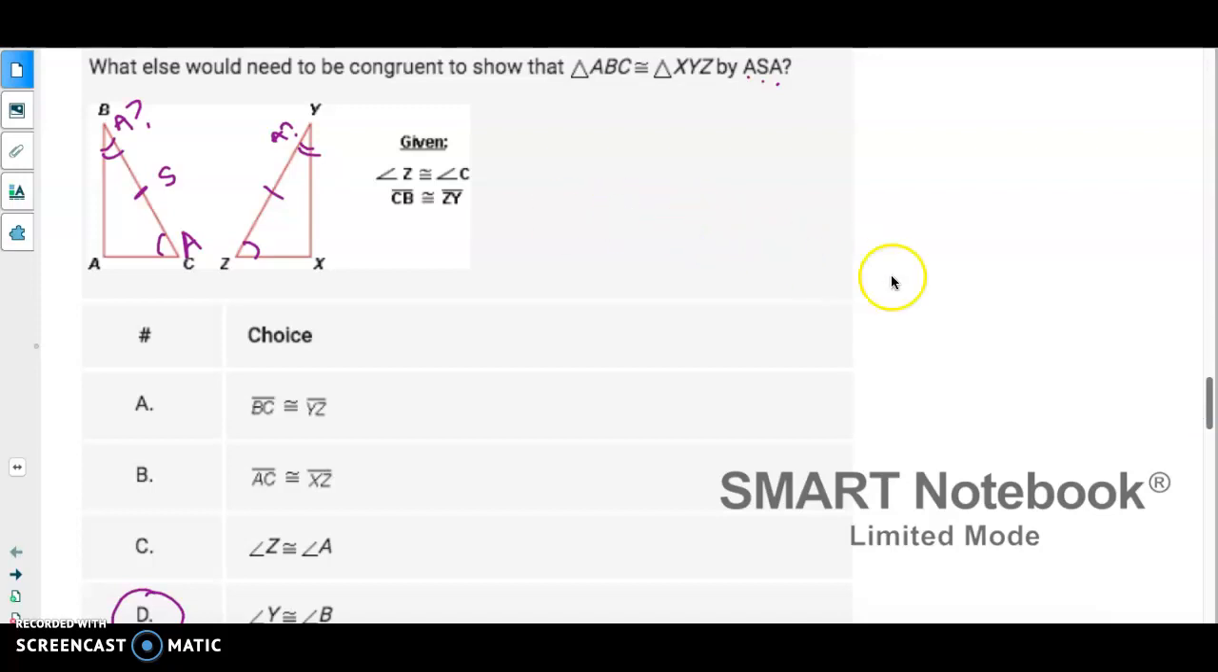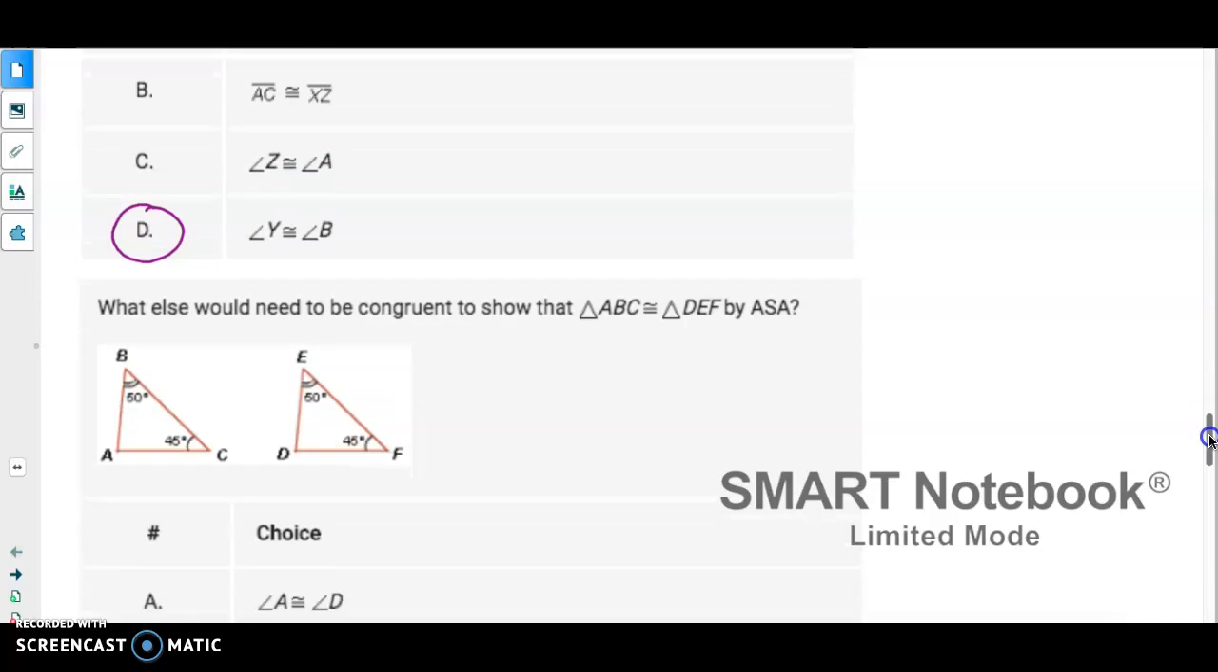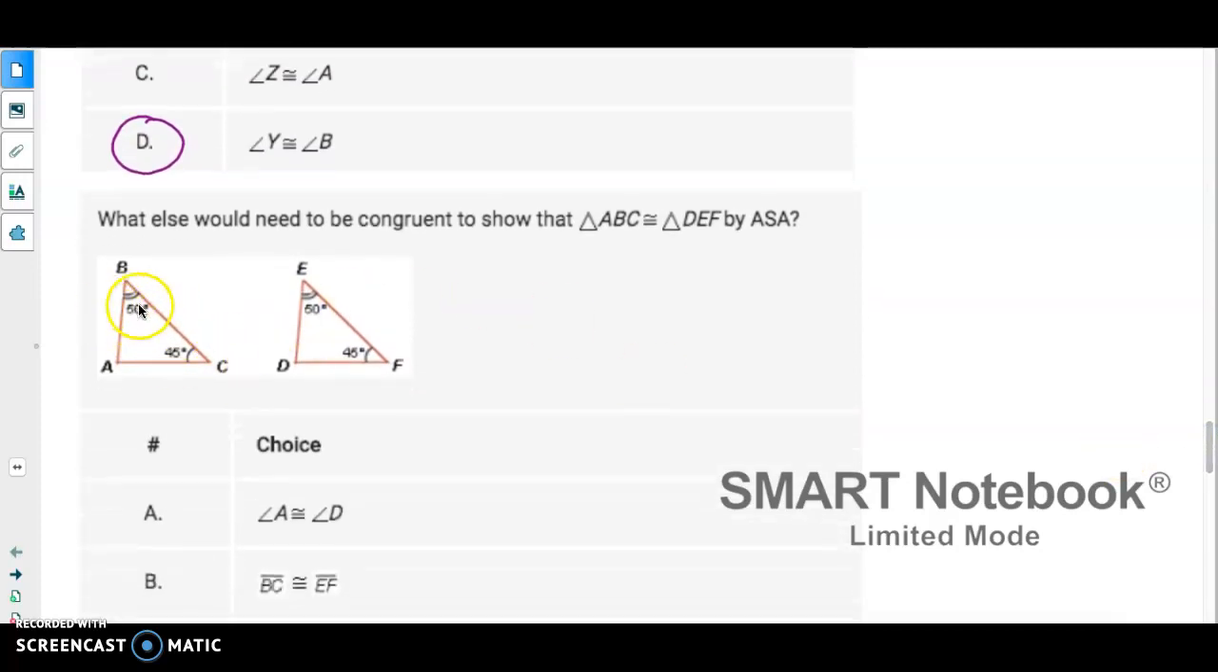9.4.3. This next little set is for 9.4.4. So if you notice, the difference here is that we're given some numbers. So what else would we need to know that ABC is congruent to DEF?